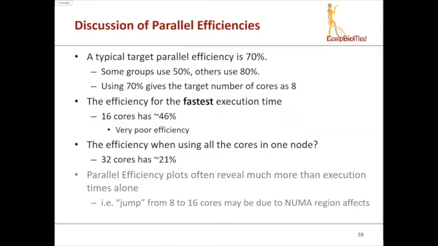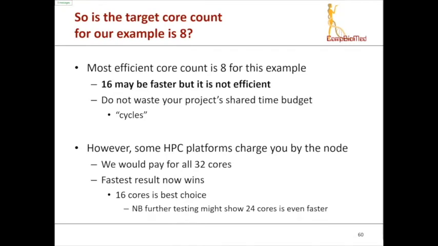This slide just mentions what I've discussed. So the target core count for our example is 8, apparently. But yeah, 16 may be faster, but it's not efficient. So you don't want to waste your budget by using what might be the fastest. You want to aim for the most efficient core count.